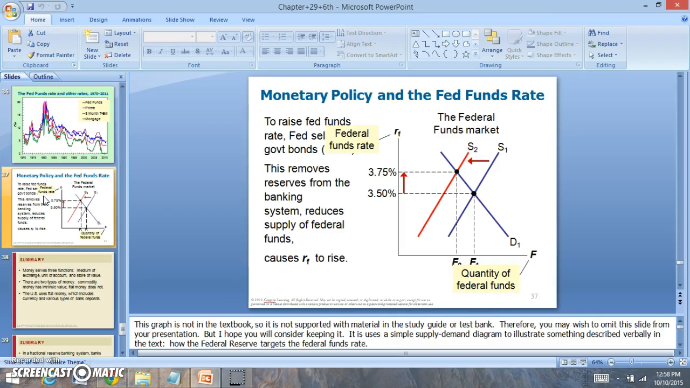Now, if we look at this graph right here on monetary policy, this would be an example where the Fed decided to sell government bonds. When the Fed decides to sell government bonds, you'll see that the interest rate increases. When the interest rate increases, this will cause a lot of challenges in markets, and consumers will be facing these challenges to be able to make better decisions.